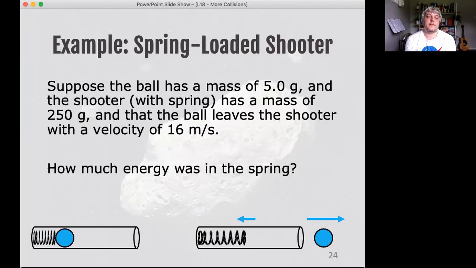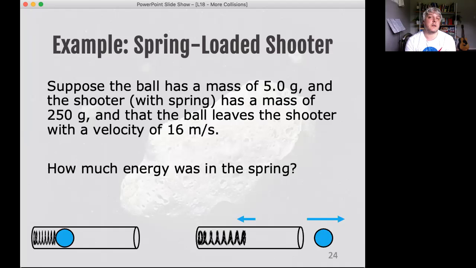Suppose the ball has a mass of 5 grams and the shooter with the spring, so that's the cylinder plus the spring, has a mass of 250 grams. The ball leaves the shooter with a velocity of 16 meters per second. How much energy was stored in the spring? So that's the question we're trying to solve. How do we approach it?